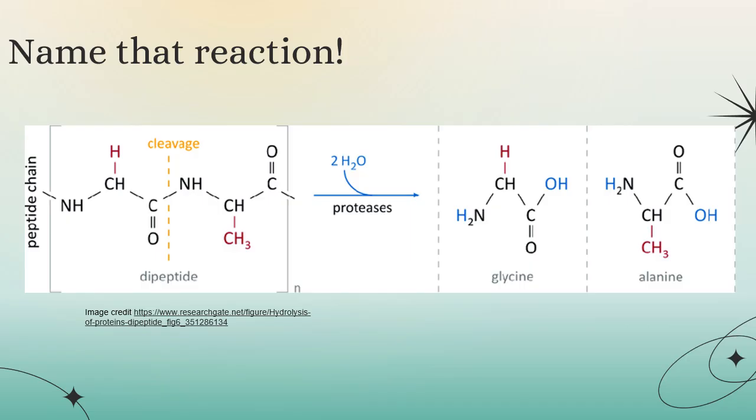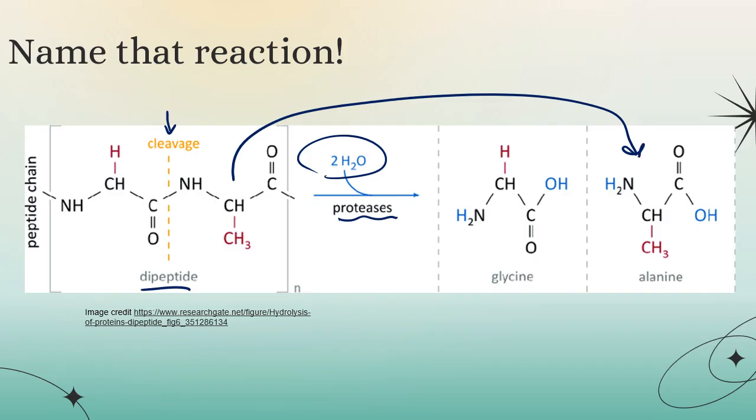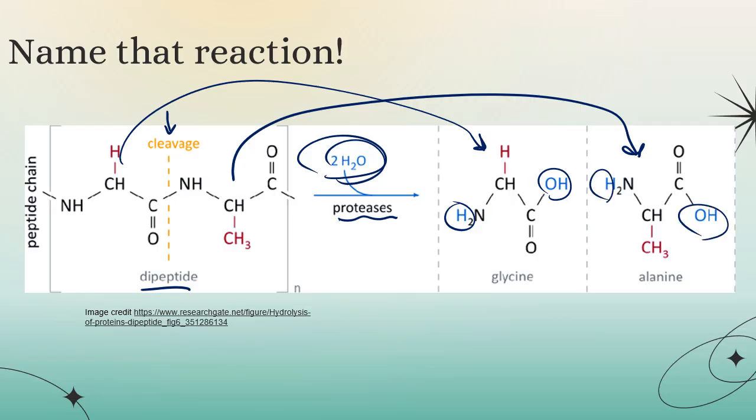How about this? Notice that I have a dipeptide, and we're cleaving the dipeptide. We're adding some water. Proteases are enzymes that help us carry out these chemical reactions. And then this chunk is now separate from this chunk. Those pieces of water are here and here and here and here. This is definitely catabolism. We are breaking down a big molecule into smaller pieces. And this reaction is hydrolysis. Lysis is the splitting. We used water. That's the hydro part.